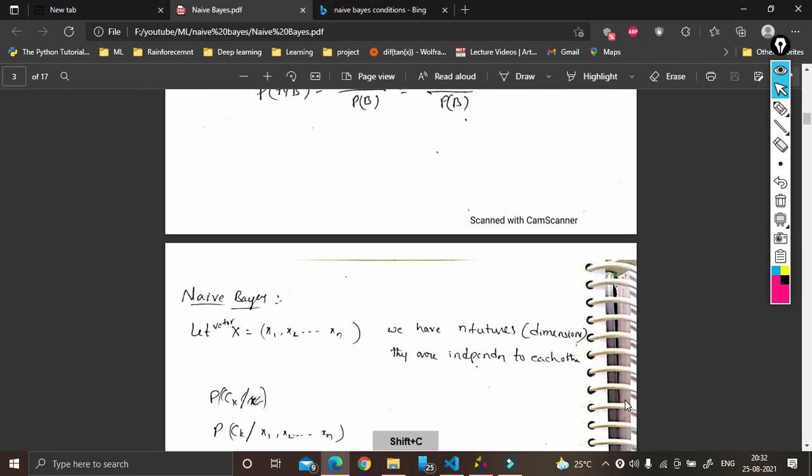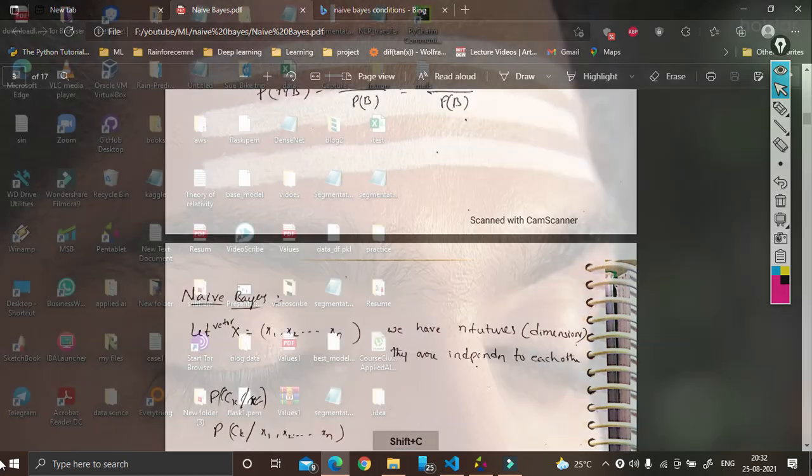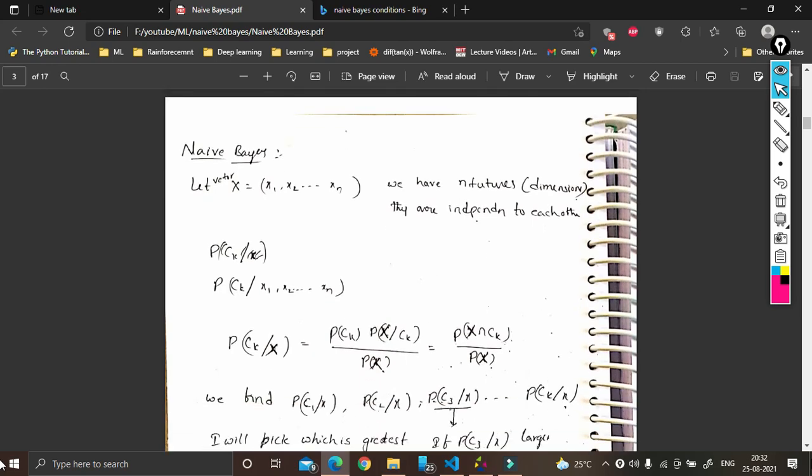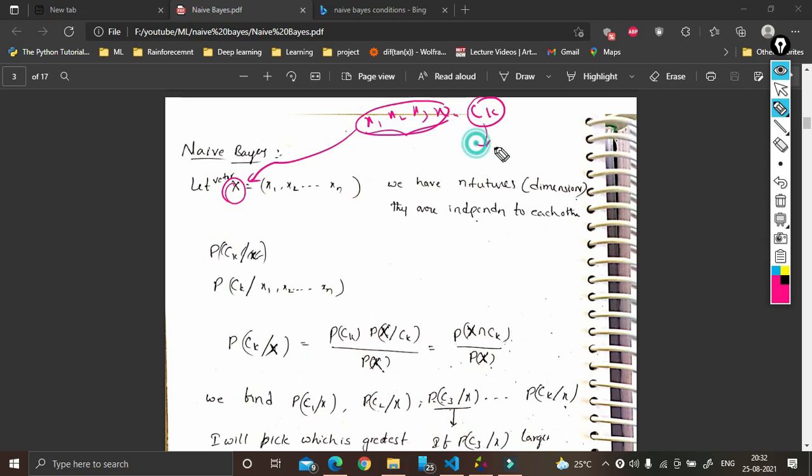Now we will implement naive Bayes mathematically. We will derive the mathematical equation for naive Bayes. Let x be a vector. That means in the data we have x1, x2, x3, x4. These are the independent features, and the class label is ck. Let's consider that all these features are represented with only x, and ck is the class label.